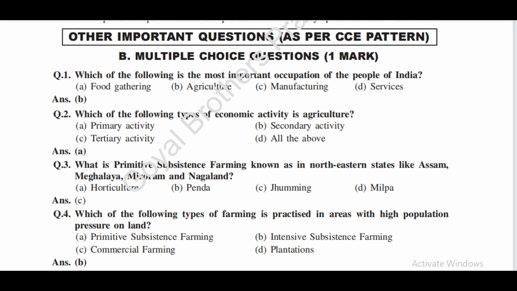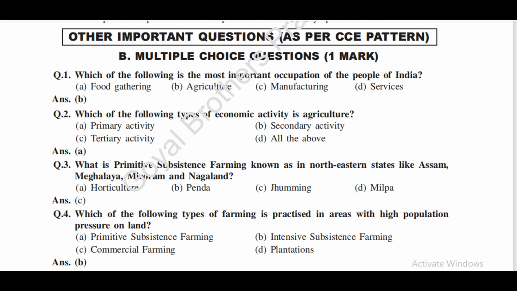If you move to page 6, here the first multiple choice question is which of the following is the most important occupation of the people of India? It's very obvious, like we read, agriculture. Question 2, which of the following types of economic activity is agriculture? Primary, secondary, tertiary, all of the above.